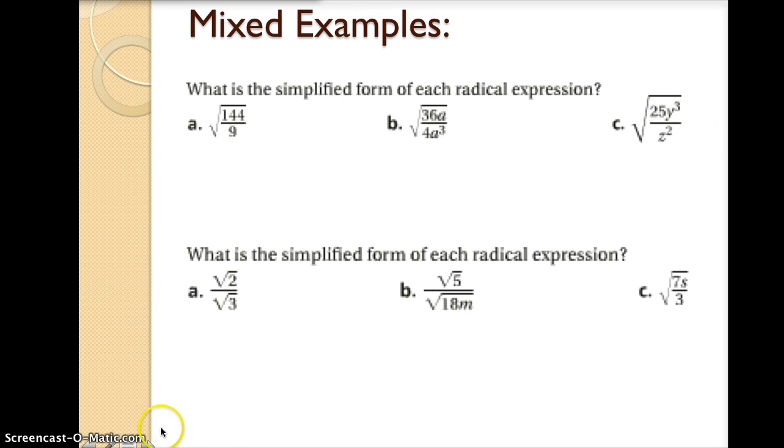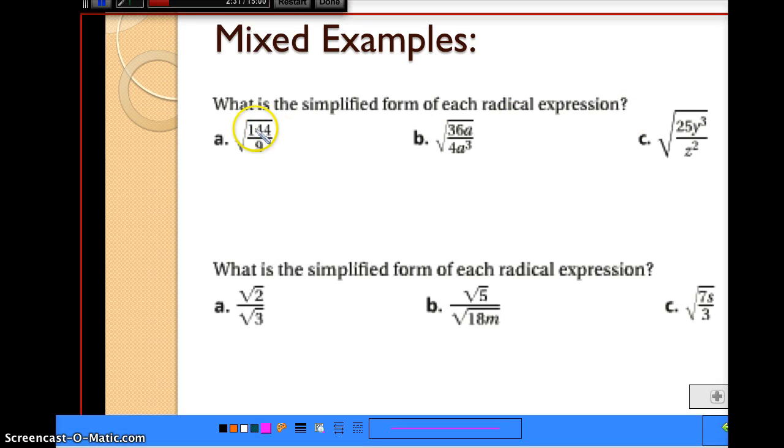Let's look at some of these examples. I think we have one screen of this. Hopefully this won't get cut off. It didn't. Okay, what is the simplified form of each radical expression? This really means the square root of 144 divided by the square root of 9 if I broke it apart. Both of those numbers, radicands, are perfect squares. The square root of 144 is 12, and the square root of 9 is 3, and then 12 divided by 3 is 4. So because they were both perfect squares, your final answer will not have a radical in it.